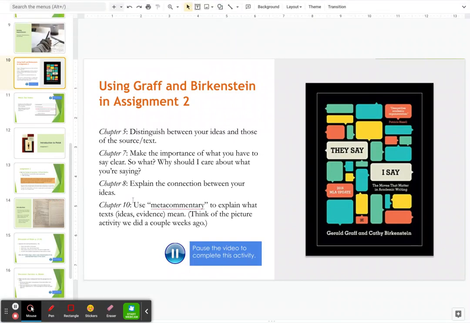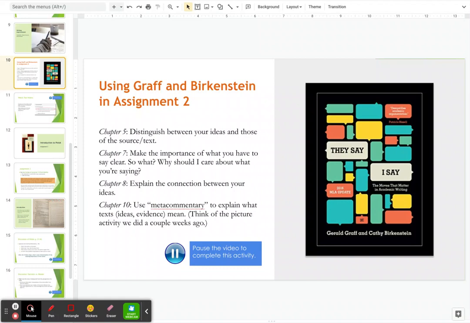All right, then for chapter 8, explain the connection between your ideas. And basically, what they're saying in the book is similar to what I had you do for that picture activity a few weeks ago, where I said, what's the common link between this candle, the granola bars, and the hand sanitizer? And I said, explain how you see these things being related. That's what they're covering in chapter 8.